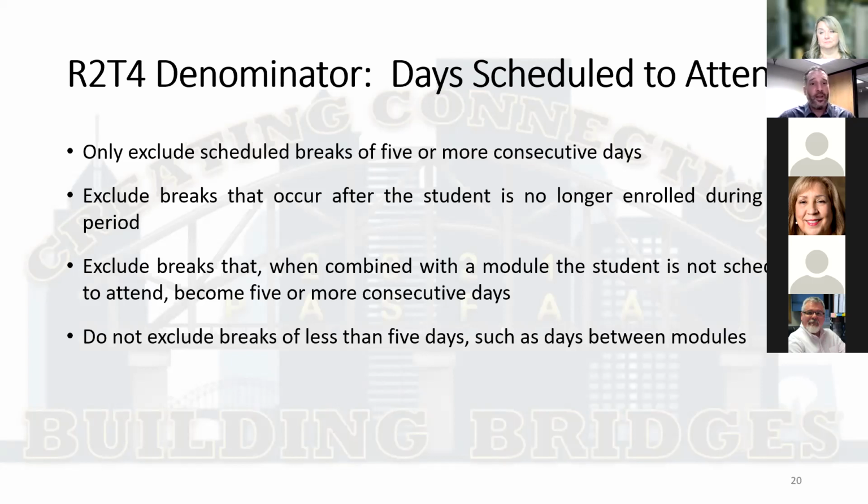So when we do this right here, we only exclude breaks of scheduled 5 or more days. Breaks that occur after the student is no longer enrolled during the period. We exclude breaks when combining with a mod the student is not scheduled to attend becomes 5 or more days. We do not exclude breaks that are less than 5 days, such as between the mods. That's very important. At 49%, we do exclude, but here we do not. That throws everything off.